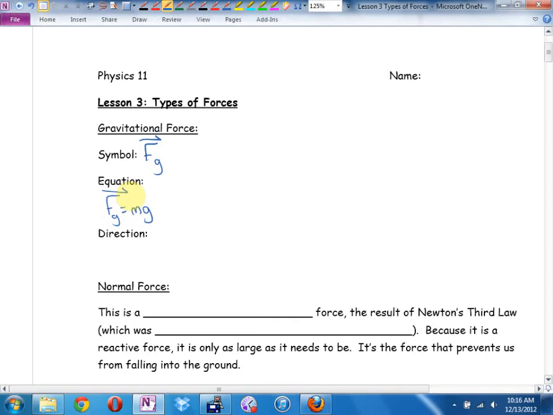Instead of including the direction as a negative 9.8, we're going to say the direction is towards the Earth. And we may find in some questions that it's easier to let that be positive.